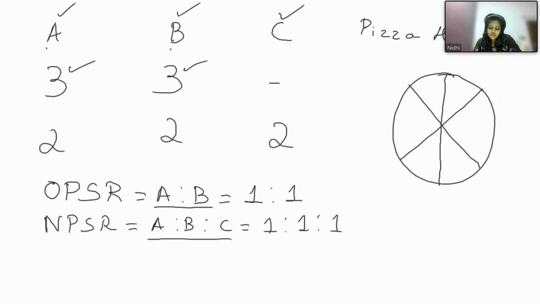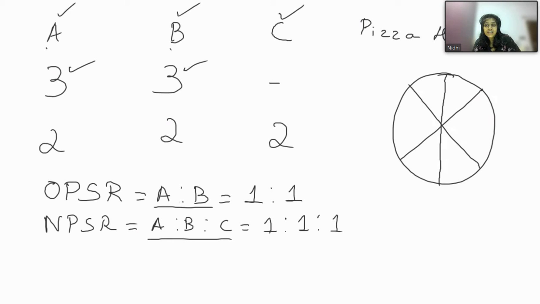Now we have understood the concept of old profit sharing ratio and new profit sharing ratio. Let us revise once. What is old profit sharing ratio? That is the ratio before the admission of a partner. What is new profit sharing ratio? That was the ratio after admission of a partner. Now let us understand the next concept, which is an important concept, called sacrificing ratio.